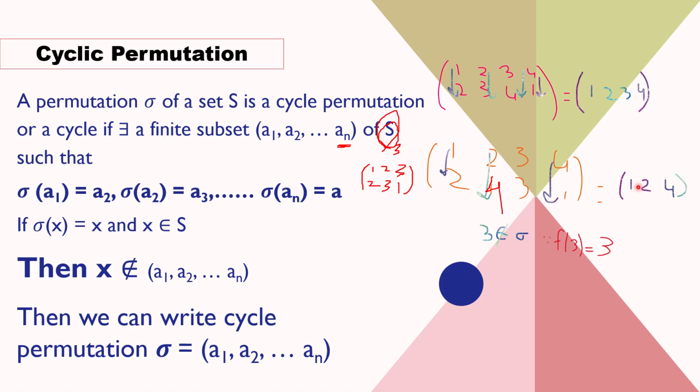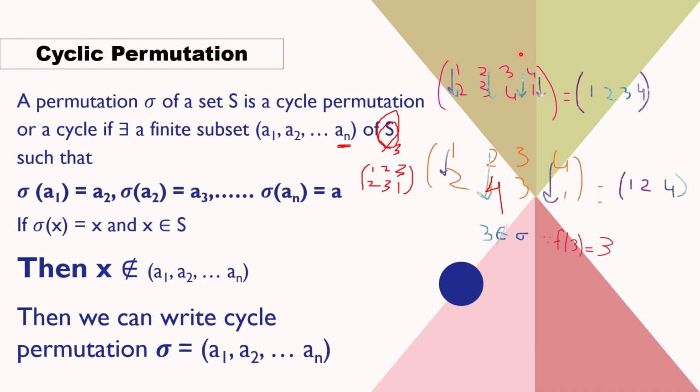This is a cycle of this permutation group, which is S4, because there are 4 elements. So for S4, this is one of the cycles, but it does not contain 3. So it's not necessary that each element of this group will be part of every cycle. A group will have multiple cycles, but all elements will not be used in all the cycles.